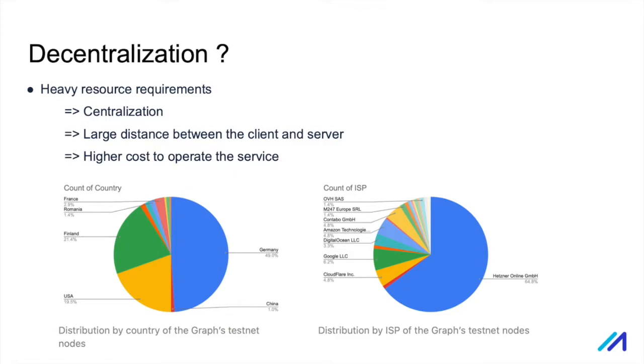It is evident from our measurements of the current testnet that the Graph's nodes are not very distributed, as most of them run on Hetzner Online services and mostly out of Germany. So how do we do better? How can we solve these issues?